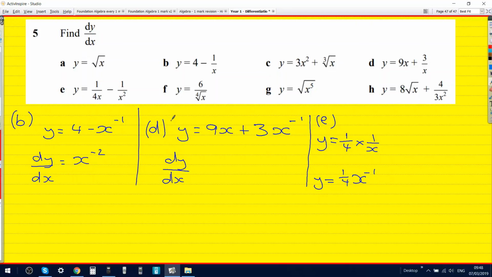And then how about the second half? X squared to the minus 1. I don't know. This is 1 over x squared, isn't it? Not just 1 over x. Yeah, so x squared to the minus 1.